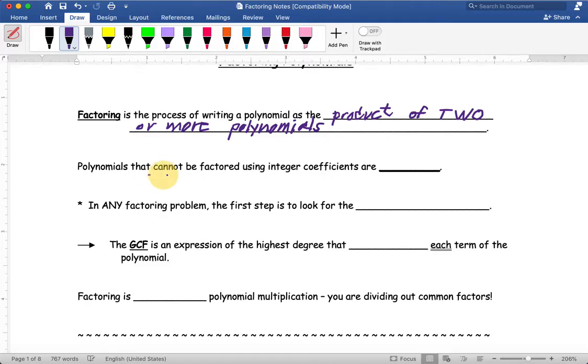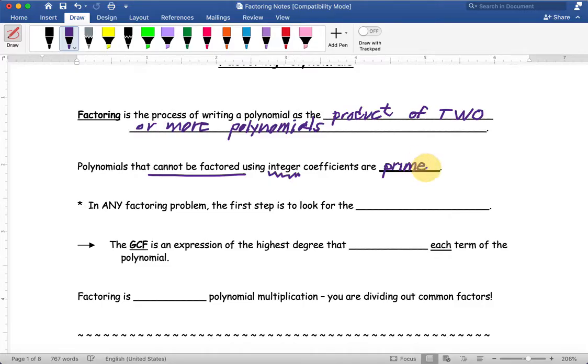Polynomials that cannot be factored using integers, right? That's like positives, negatives. We don't really want 0 because 0 times x is still 0. But we're going to use integer coefficients. All right? No fractions, in other words. No rational numbers, just integers. Polynomials that cannot be factored using integer coefficients are said to be prime.